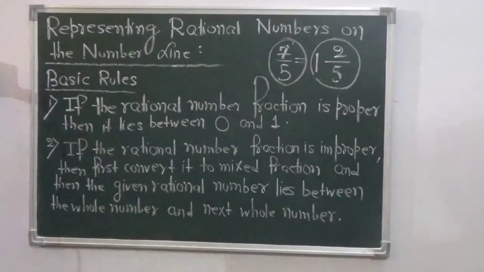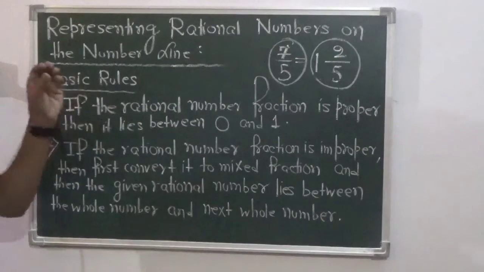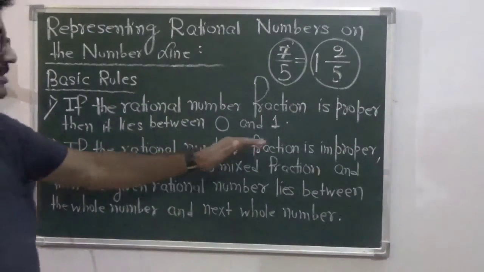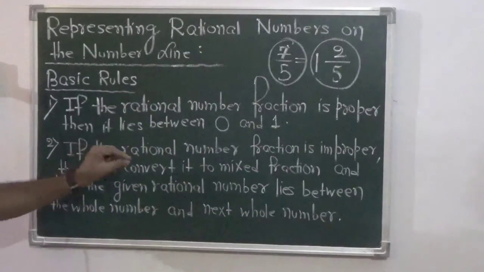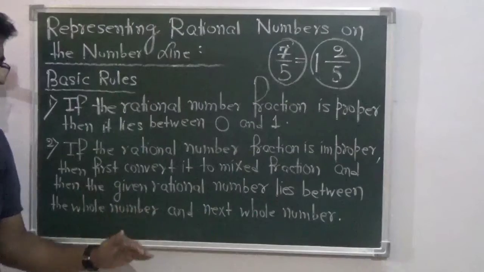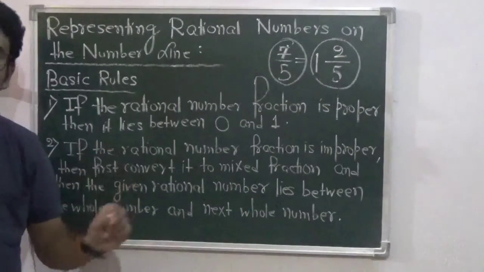So let us repeat the 2 rules. If the rational number fraction is proper, then it lies between the points 0 and 1 on the number line. And if the rational number fraction is improper, then first convert it to a mixed fraction, and then the given rational number lies between the whole number and the next whole number.